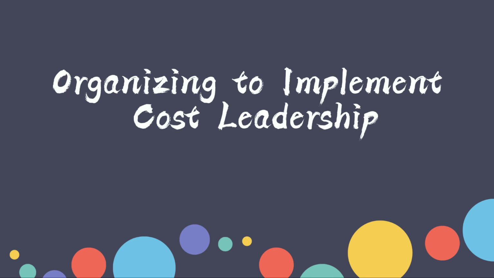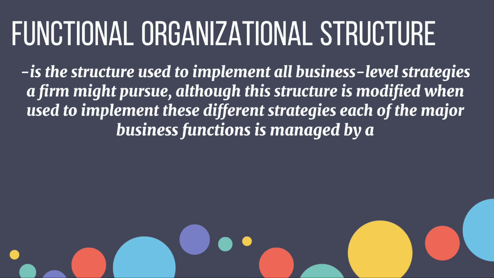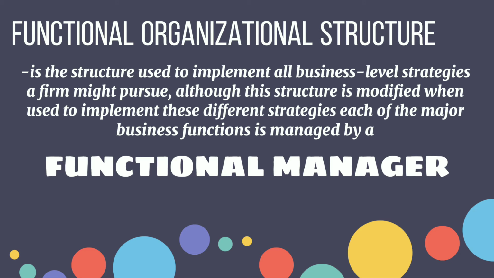Organizing to implement cost leadership. Functional organizational structure is a structure used to implement all business level strategies a firm might pursue. Although this structure is modified when used to implement these different strategies, each of the major business functions is managed by what we call the functional manager. For example, if manufacturing, marketing, finance, accounting, and sales are all included within a functional organization, then a manufacturing manager leads that function. A marketing manager leads that function.